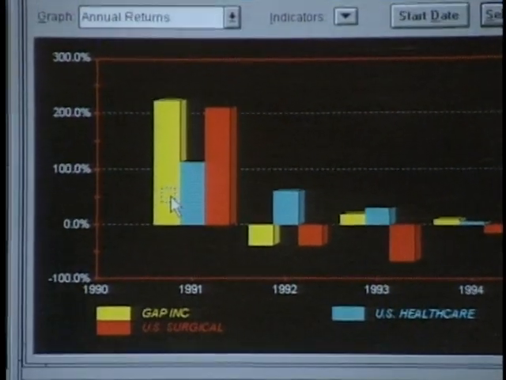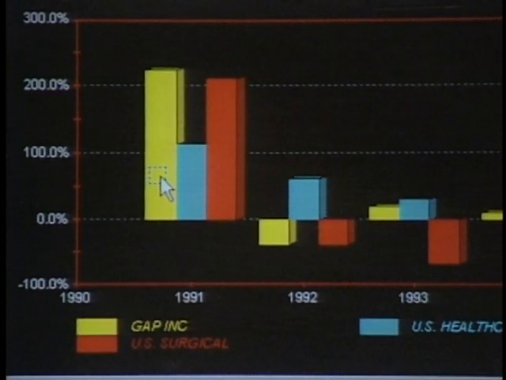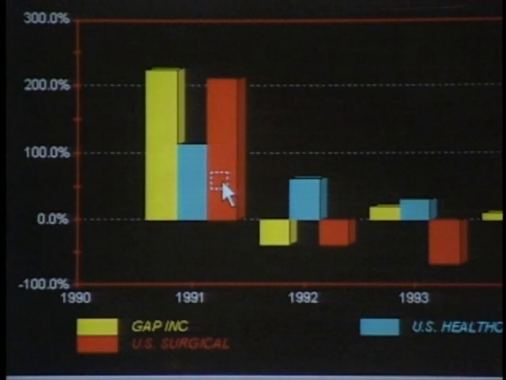Yeah, and as you can see, they did well. The Gap, U.S. Surgical, and U.S. Healthcare, in order, those are the yellow bar, the blue Gap bar, and the red Surgical bar, all went up an average of 140% for the year of 1991. It really works. That's not too bad. Okay, today we'll show you how to use your computer to make wise investment decisions.